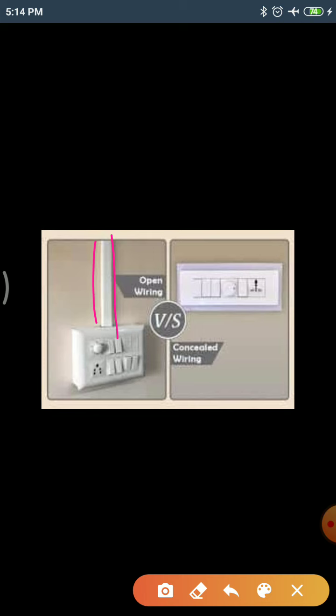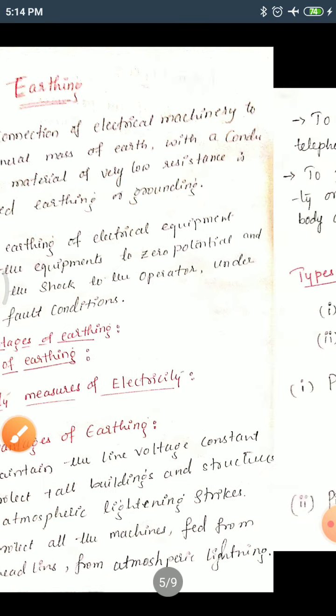One thing I forgot to explain: for conduit you can use PVC or metallic conduit, and PVC wire is used in that. This is the one thing I forgot to explain to you.